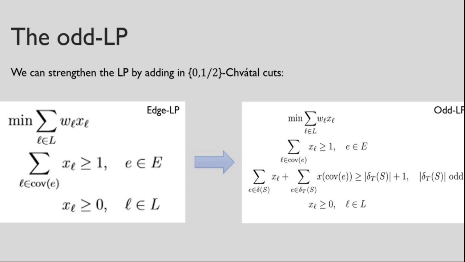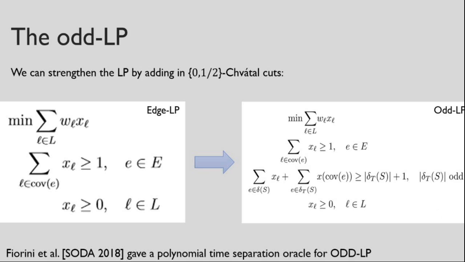When we do that, we obtain a new set of inequalities. We still have the old ones, but we also have an inequality for every odd subset of edges in the tree now. Which, you might be thinking, that's an exponential number of constraints. How is that helpful? But it was shown that we can actually separate the odd LP in polynomial time. So we can actually optimize over the odd LP efficiently, even though there are exponentially many constraints.